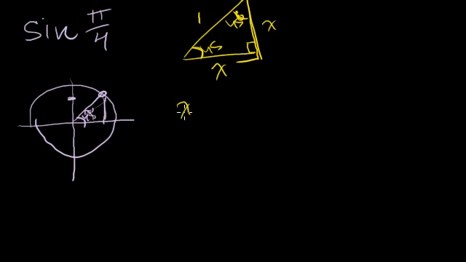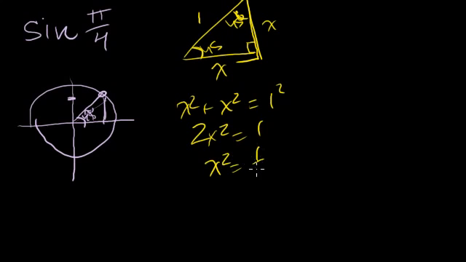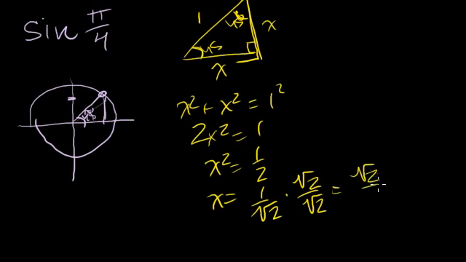So you say, look, x squared plus x squared is equal to 1 squared, which is just 1. 2x squared is equal to 1. x squared is equal to 1/2. x is equal to the square root of 1/2, which is 1 over the square root of 2. I can put that in rational form by multiplying that by the square root of 2 over 2, and I get x is equal to the square root of 2 over 2. So the height here is square root of 2 over 2.